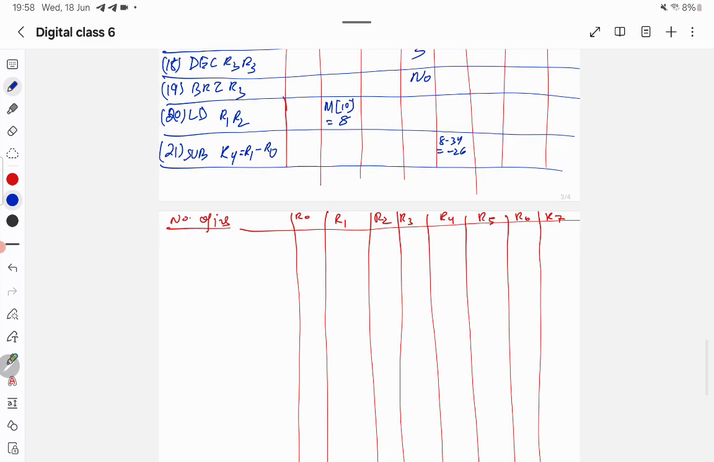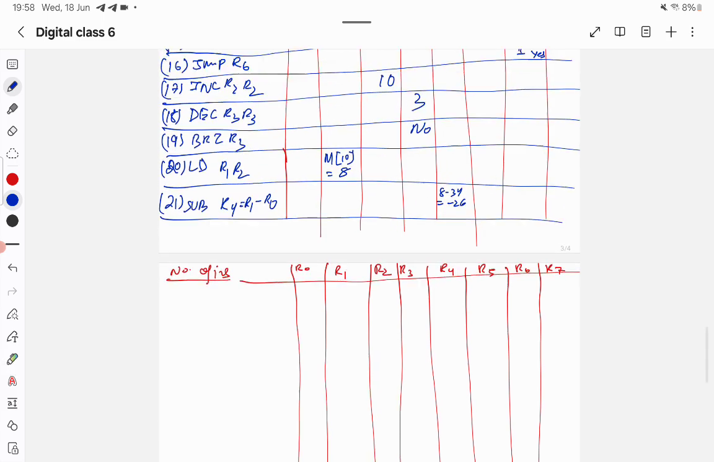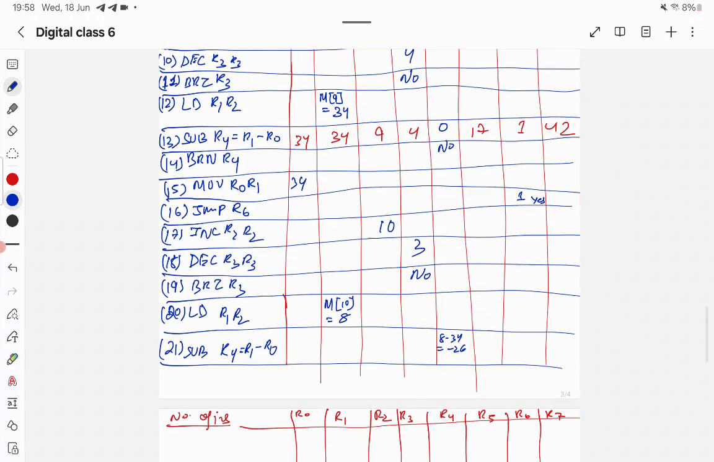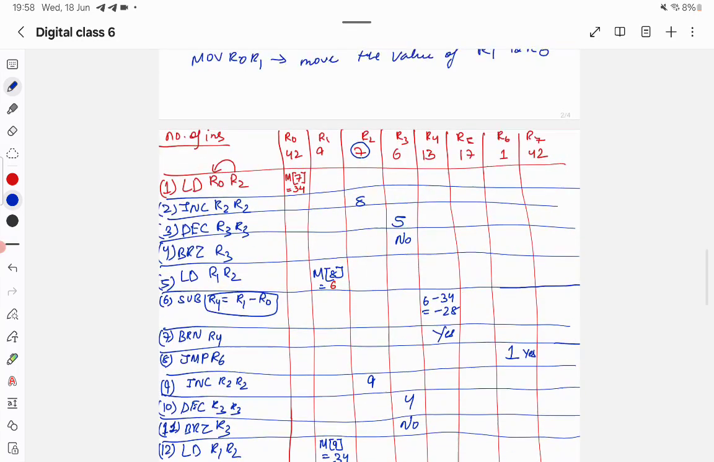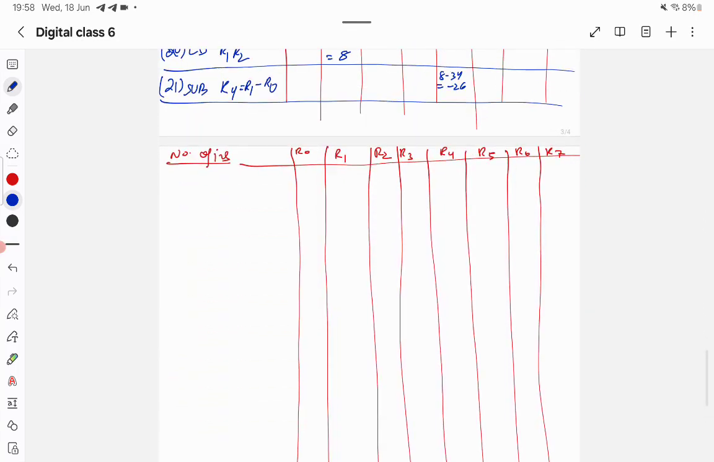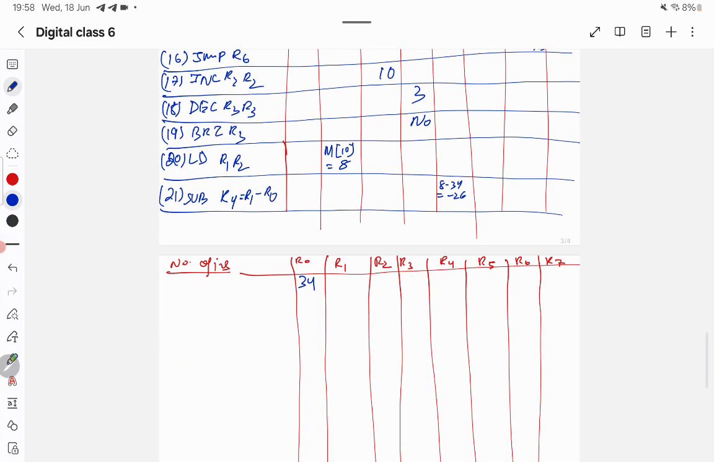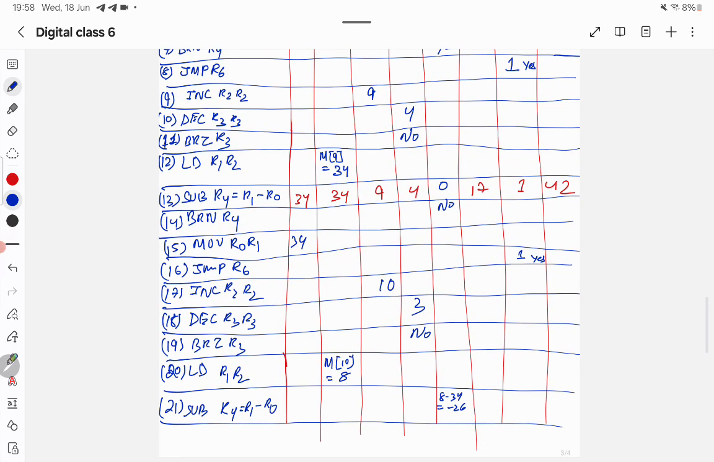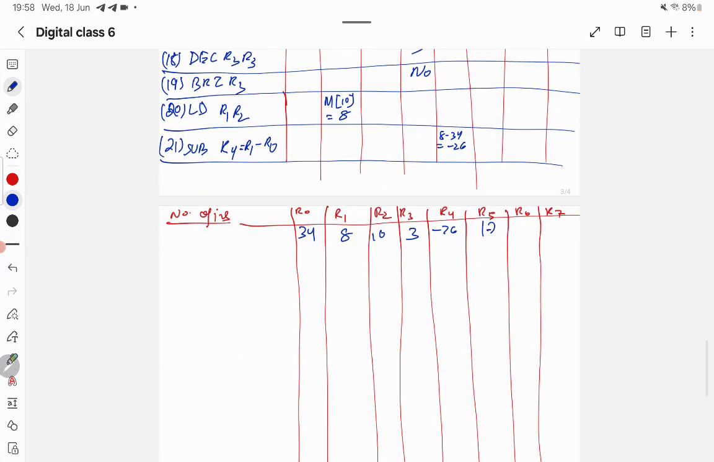Okay, so what were the values? Just copy down the previous values. R0 was 34. R1 was 8. R2 was 10. This was 3. This was minus 26. What was this? 17. So R5 is 17. This is 1. This is 42.